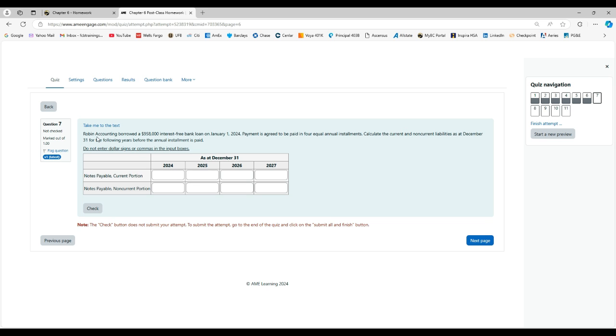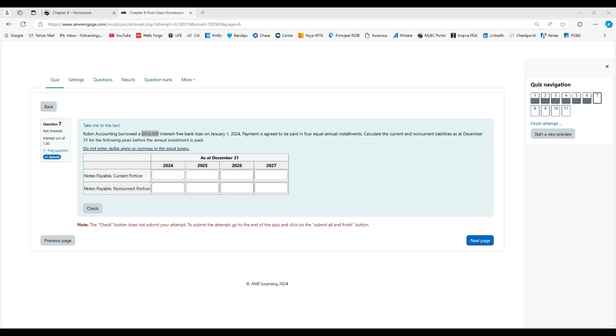Okie dokie. Robin Accounting borrowed a $958,000 interest-free bank loan. Oh, that was pretty sweet. Interest-free. You get this loan, and then I would take this money and put it into a high-yield savings account or something, right? That you can earn right now like 4.5% or something.